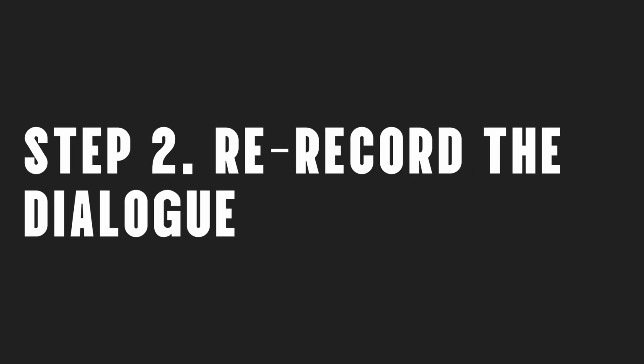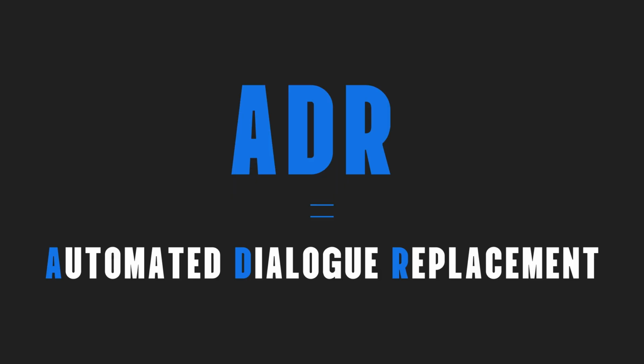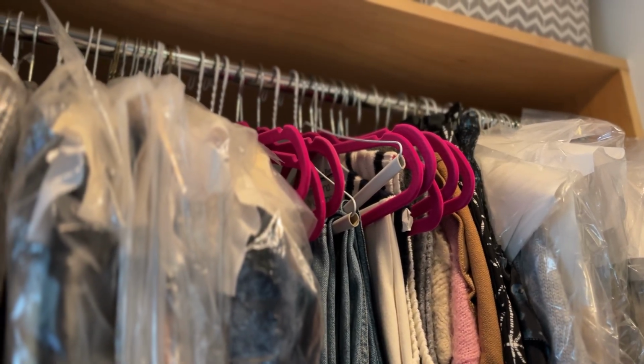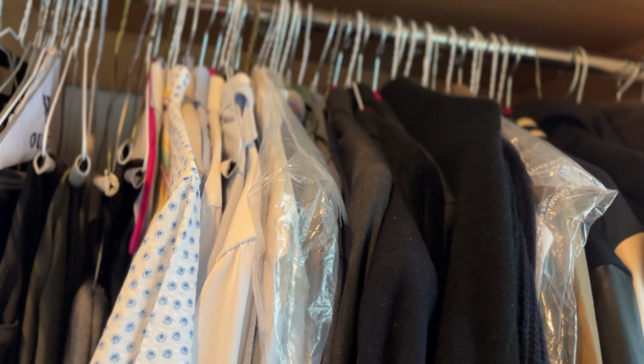The second step is going to be re-recording the dialogue in a process also known as ADR, or automated dialogue replacement. Now there are a few best practices to make sure that you get the best quality audio with your iPhone. The first one is make sure you record in a quiet environment. Closets are usually great for this. Because of all the clothes in there, they tend to block out sounds from the exterior.